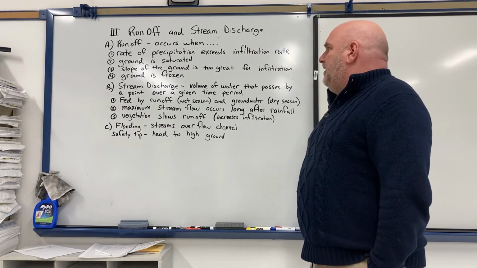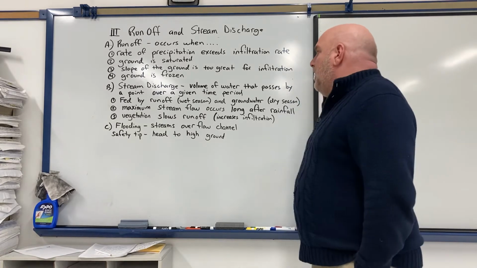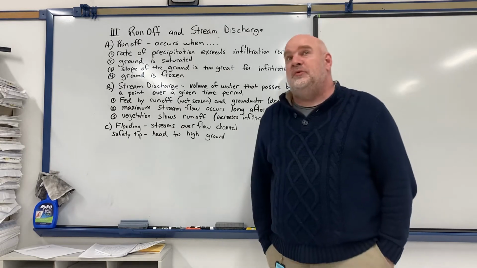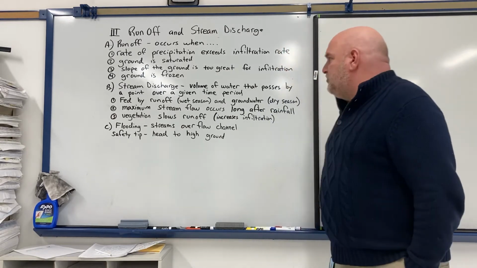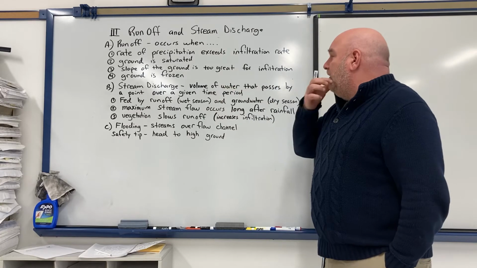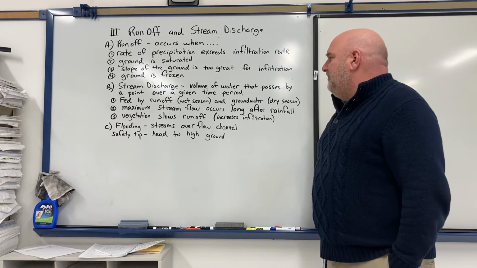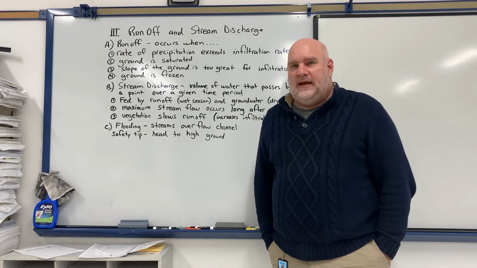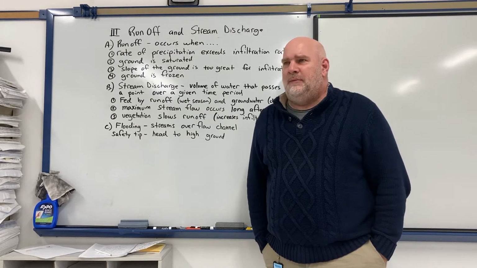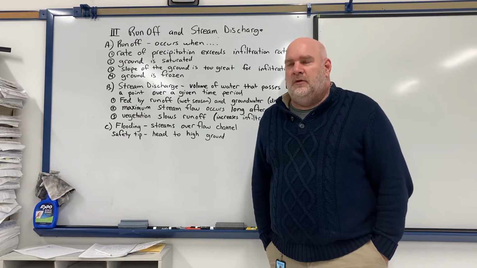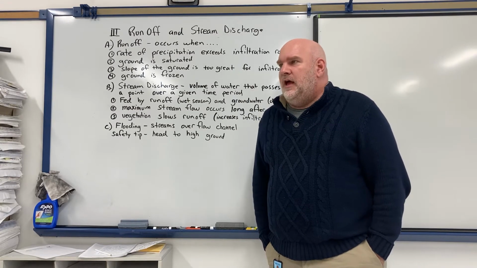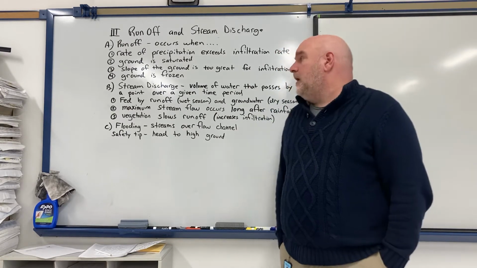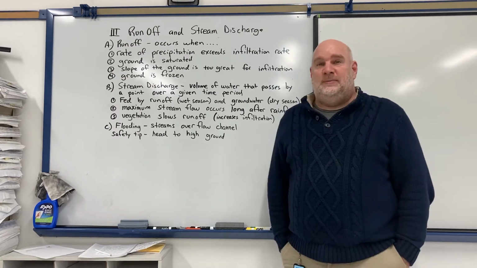Now, where does this water end up going? It runs off. Where does it go? Usually ends up going into streams, and the more runoff there is, typically the more stream discharge there is. So stream discharge is the amount of water that passes by a point over a given time. So that might be how many cubic feet per second of water is going through a stream, or maybe how many cubic meters of water per minute is going through a stream, or how many gallons or how many liters of water is going through a stream per minute, something like that. That'd be a way of describing the stream discharge.